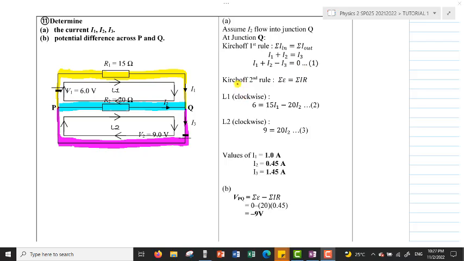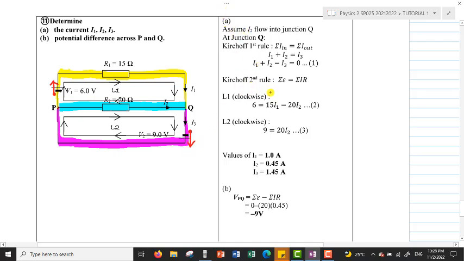Then we're going to apply our Kirchhoff second rule, summation EMF equal to summation IR, to loop 1 and also loop 2. So for loop 1, we are going to travel the circuit loop clockwise. So again, we are going to draw the direction of the EMF so that we can compare it with the direction of loop. So for 6 volt, we have the direction of EMF is this one, and for the 9 volt we have this one, our direction of EMF always from negative to positive.